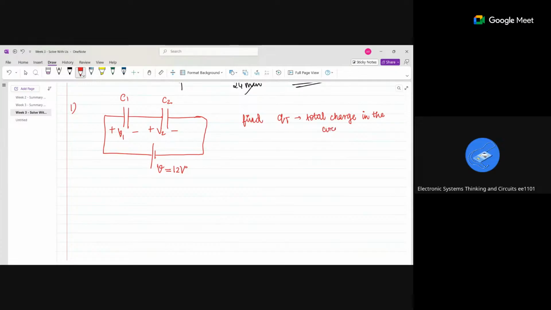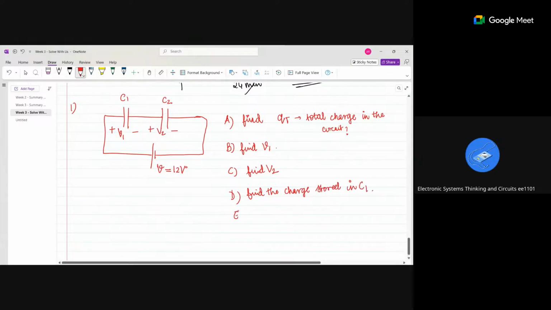This is A. B, find V1. C, find V2. D, find the charge stored in C1. E, find the charge stored in C2. So what is the value of C1 and C2? Sorry, I forgot. C1 is 2 microfarad and C2 is 3 microfarad.